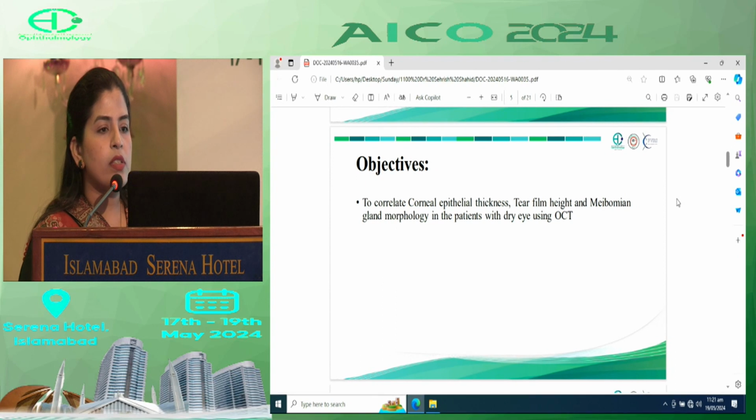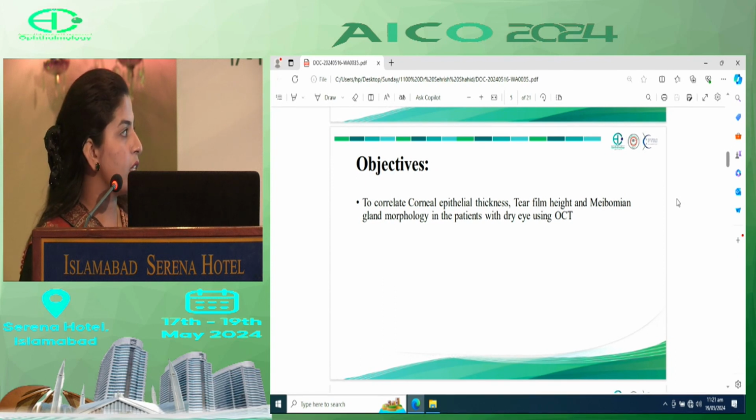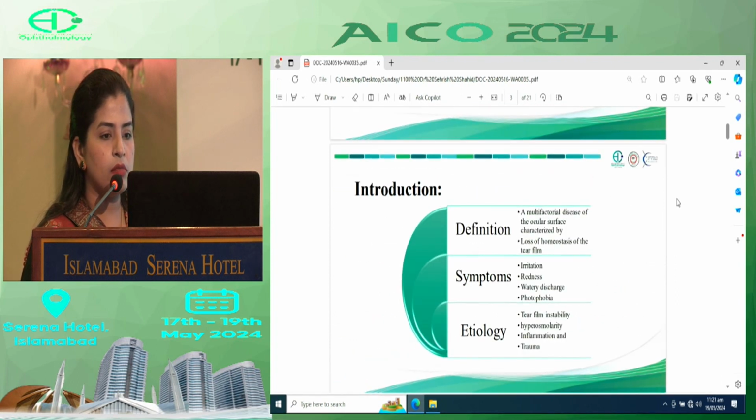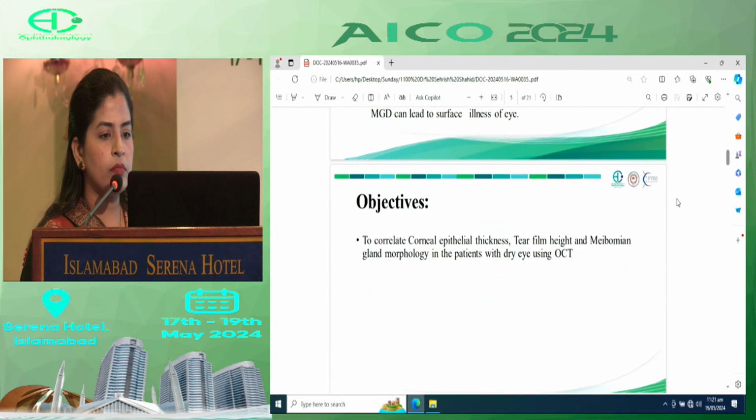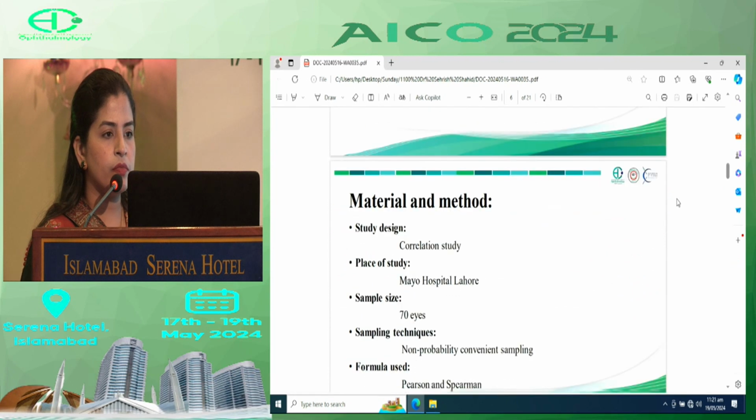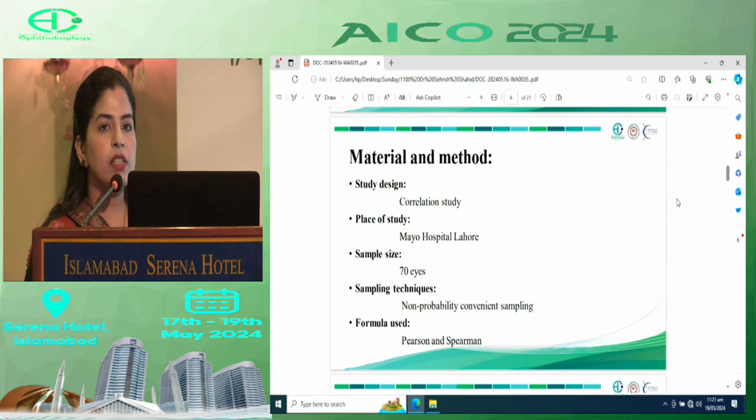The objective of my study was to correlate the corneal epithelium thickness, tear film height, and the meibomian gland. The study design was a correlation study. It was done at Mayo Hospital, Lahore. The sample size was 70 eyes. The sampling technique was non-probability convenient sampling, and the formulas used were Pearson and Spearman.